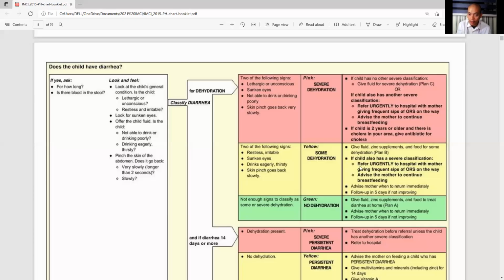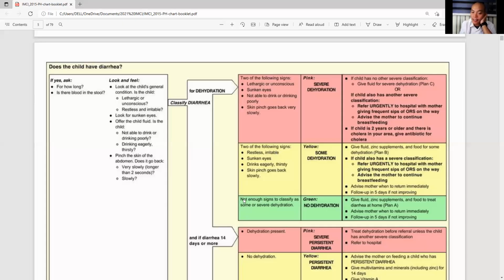If the child also has a severe classification, refer urgently to hospital with mother. Even when falling under yellow, it is possible that we might still urgently refer the patient. So it is not only for pink. Okay, so here, even yellow. Advise mother when to return immediately, follow up in 5 days if not improving.